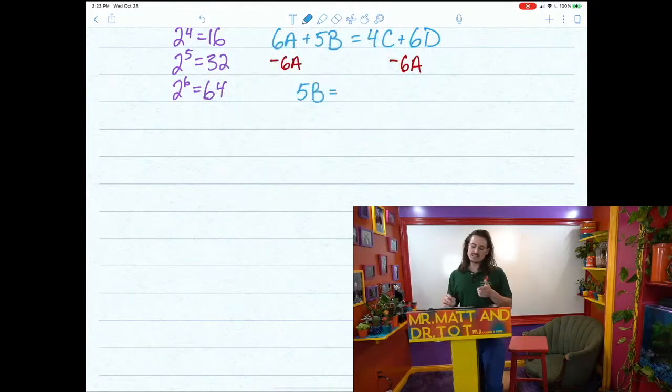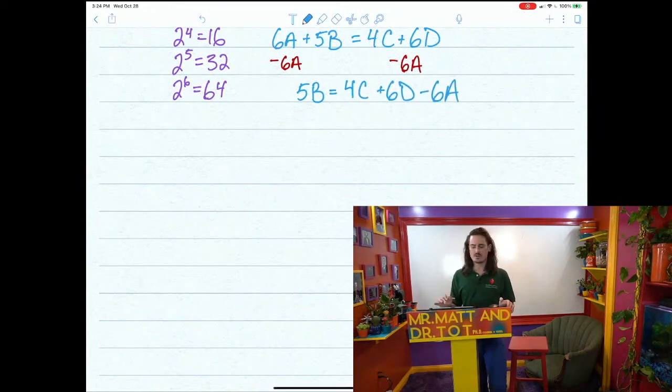And then because on the right-hand side, there's no other monomial that has a variable of a, we can't eliminate this directly with any other value. It's just going to tag along on the right-hand side. So this is going to be 4c plus 6d minus 6a. And it could be in any order there. It could be negative 6a plus 4c plus 6d. The order doesn't matter.